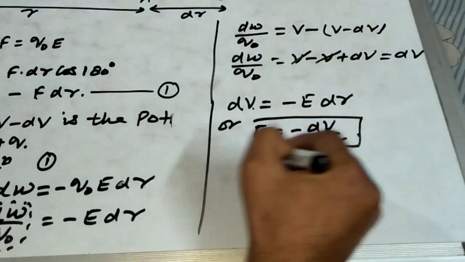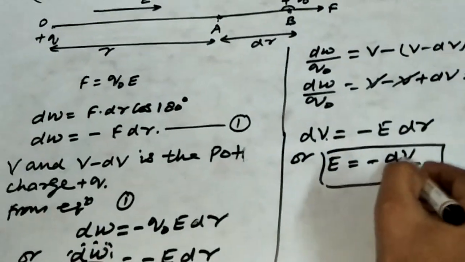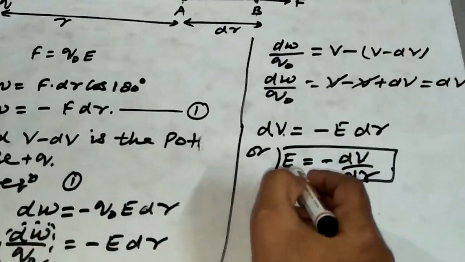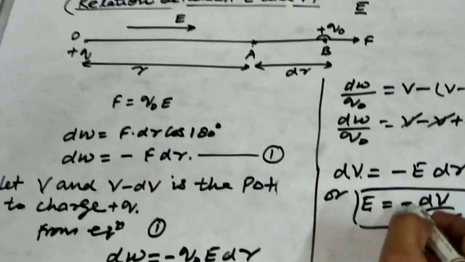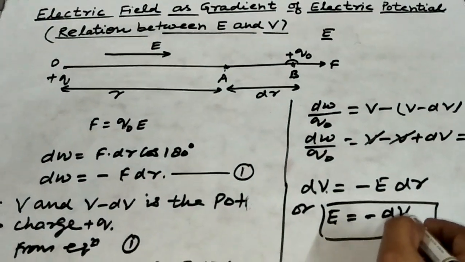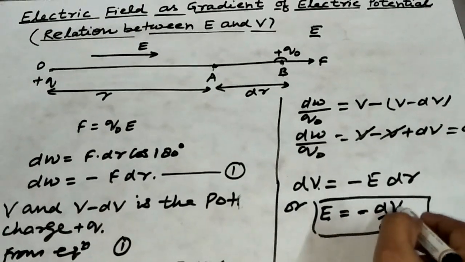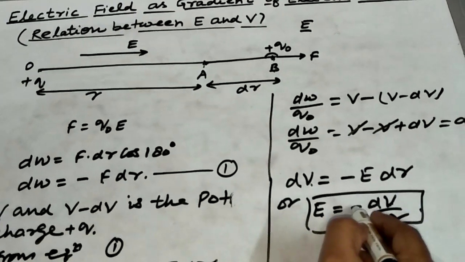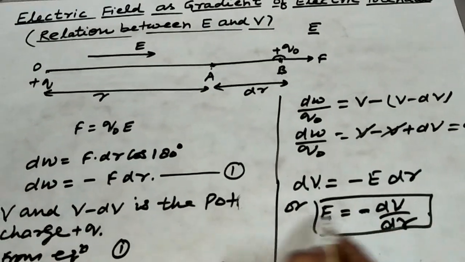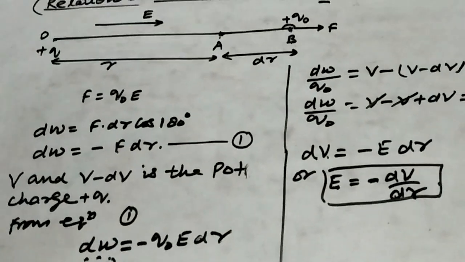It means electric field is the negative of dV upon dr, meaning potential gradient. So simply you can say electric field is equal to the negative of the electric potential gradient. And here the negative sign indicates that as we move in the direction of the electric field, the electric potential decreases.